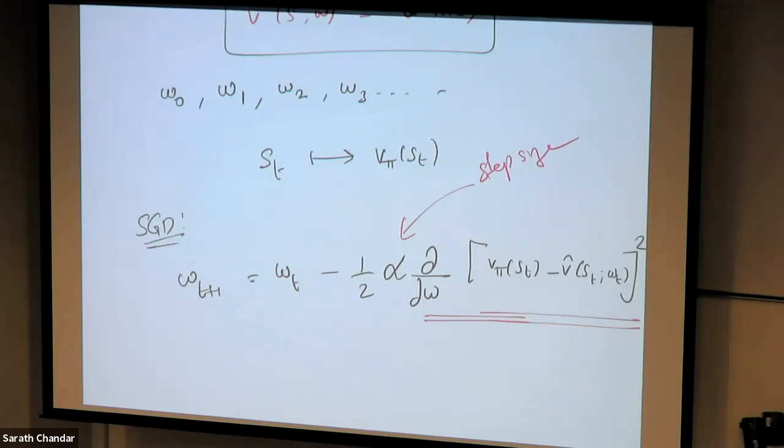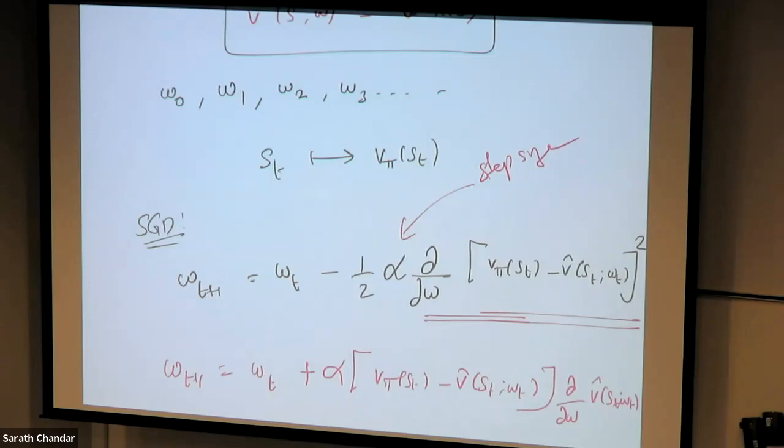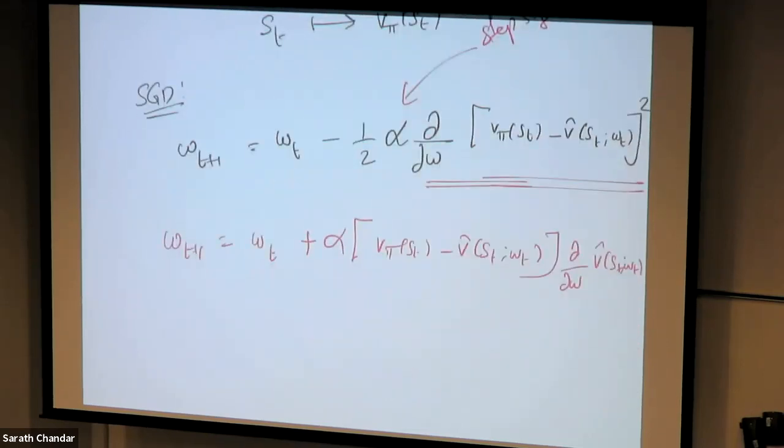Now I can differentiate this. This is easy to differentiate. So my update is going to be Wt plus 1 is equal to Wt plus alpha times V pi of st minus V of st Wt. When I differentiate inside, I'm going to get minus, so that is what became plus, and dou by dou W of V of st comma Wt. Is that clear? So I added a 1 by 2 so that the square cancels when I'm differentiating. So it doesn't really matter.